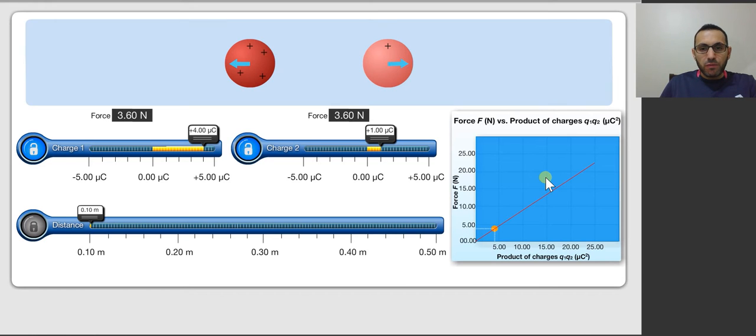a graph of F, the variation of the force as a function of the charge. And the second time, when I'm studying the distance, we see the variation of the force as a function of separation or distance in meters. Alright? Okay, so let's start here by keeping the distance constant or fixed and changing charges Q1 and Q2.